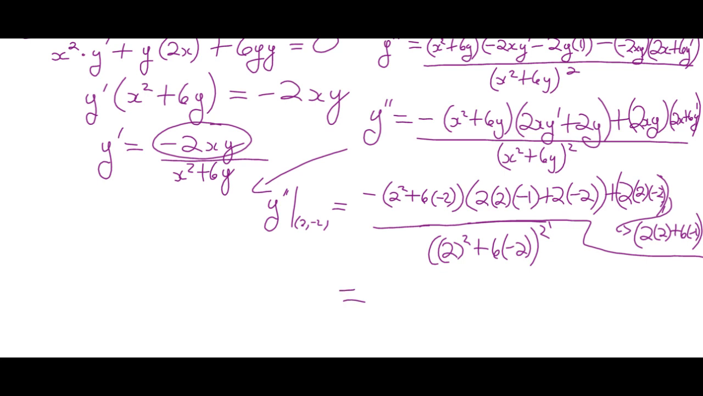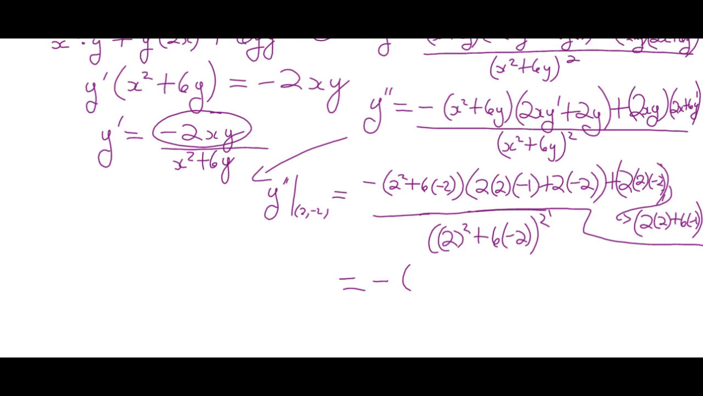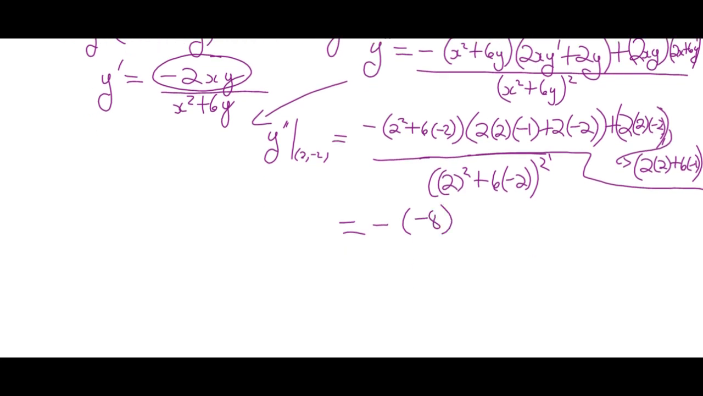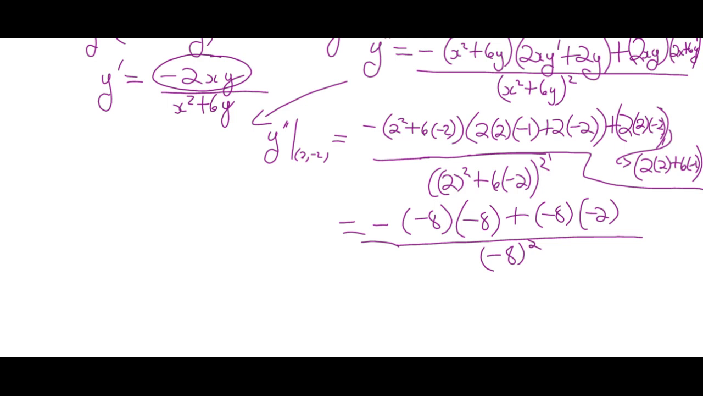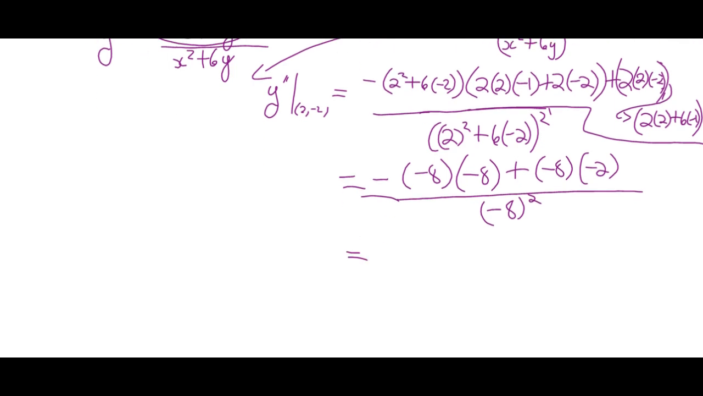Equals. All right, so we can just evaluate. So I've got a negative out front. So negative, bracket, I can work this out, right? That's 4 minus 12, which is negative 8. That's 4, sorry, that's negative 4 plus negative 4. So that's another negative 8 plus, that's a negative 8, times 4 minus 6. All over 4 plus negative 8 squared. Okay, positive 64, negative 64, minus 16 over positive 64.